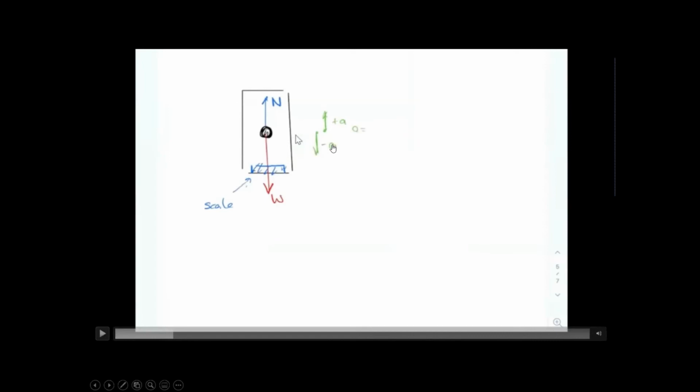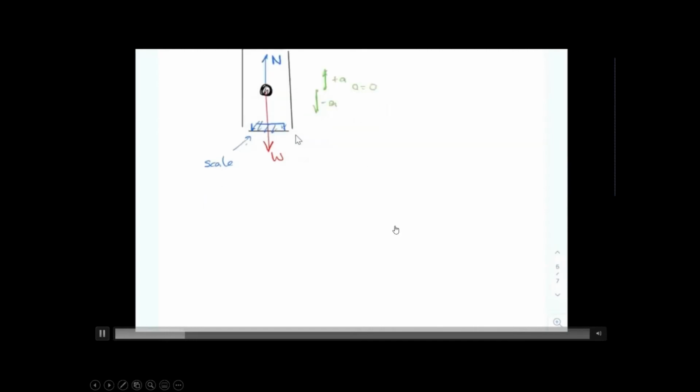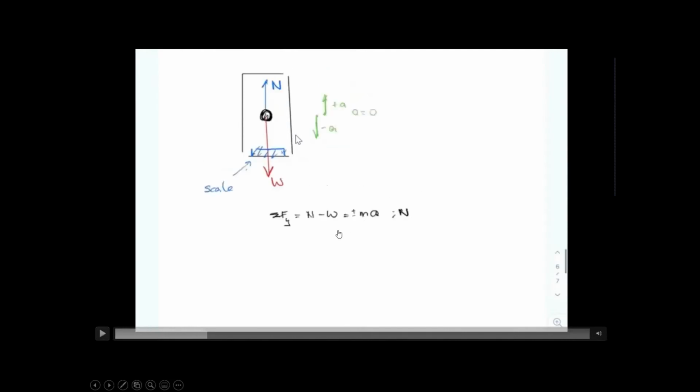The elevator could be accelerating up or down or have no acceleration. If it's accelerating up, that's positive. If it's accelerating down, acceleration is negative. All right, so we'll sum up the forces along the y direction. N is up, positive, W is down, so negative. And this net force is responsible for the acceleration, up or down, along the y direction. Let's isolate N from here. So N is your scale reading, right?